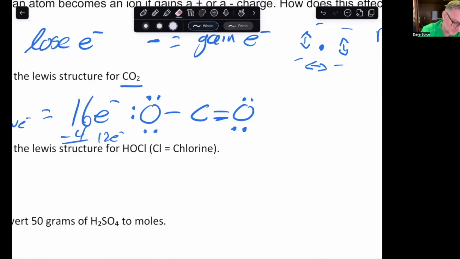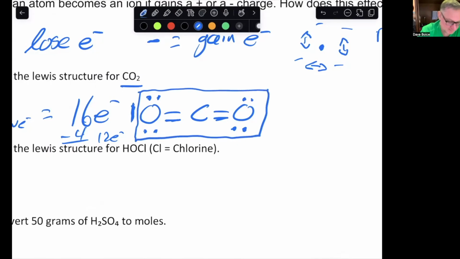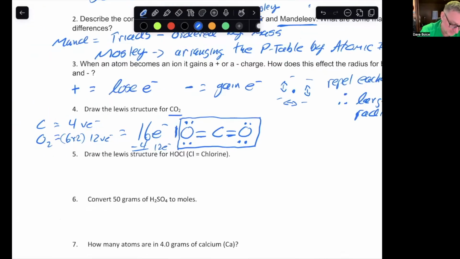And so what I'm going to do is just do the same thing on the other side. And wow, I'm going to have to erase more than I wanted to. Okay, so let's just get rid of that. And I'm going to turn this into a double bond as well. So now everything is taken care of. Everything's got 8 valence electrons, and I used 16 electrons to do it.